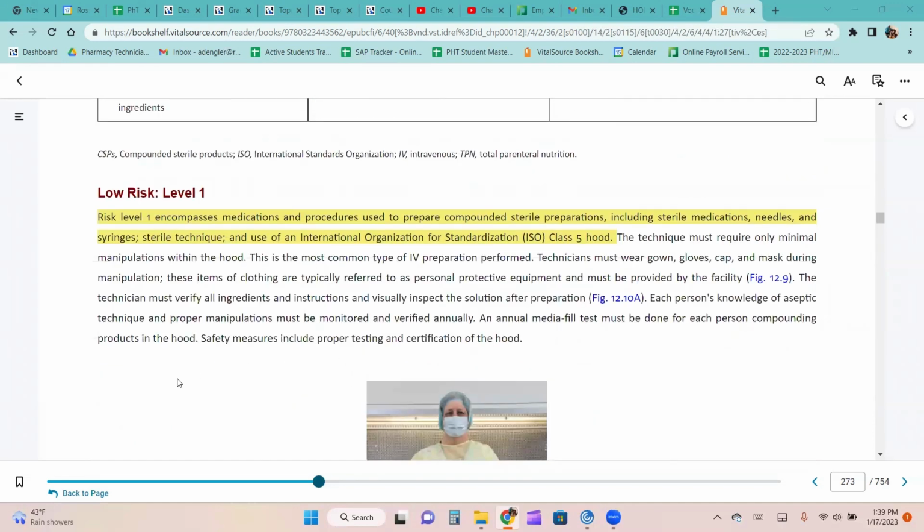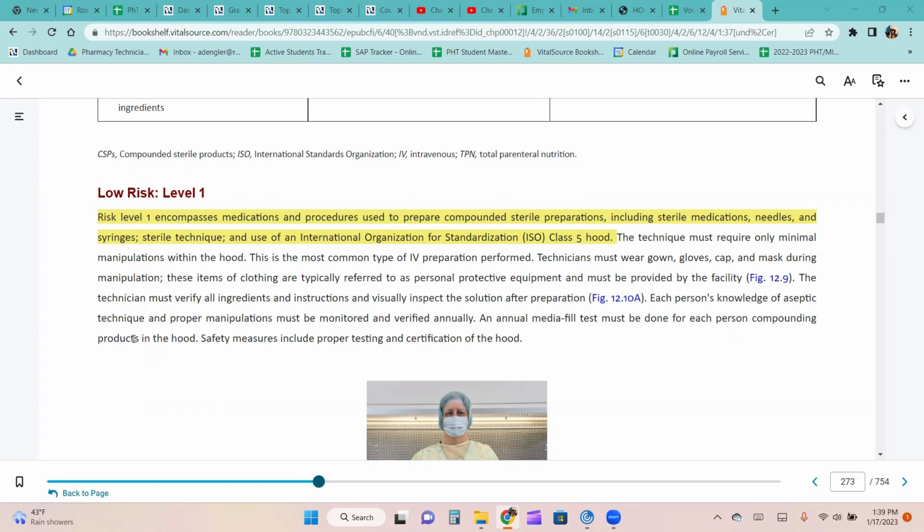Risk level 1 encompasses medications and procedures used to prepare compounded sterile products, including sterile medications, needles, and syringes. Sterile technique and the use of an International Organization for Standardization ISO Class 5 hood. The technique must require only minimal manipulation. These items of clothing are typically referred to as personal protective equipment and must be provided by the facility.